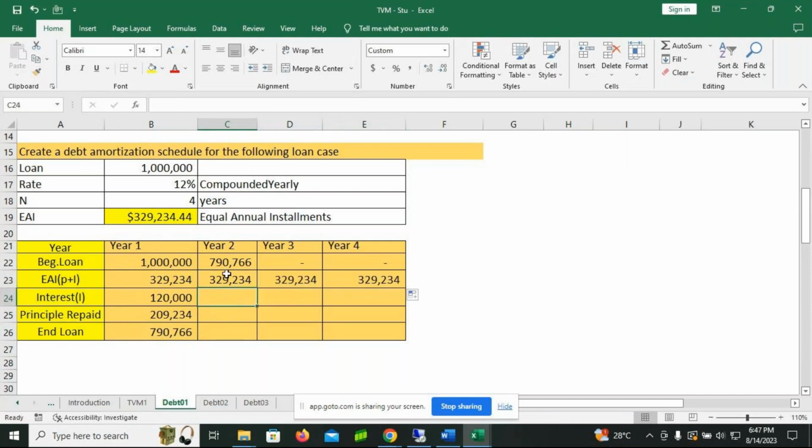So interest will be on this. I'm going to pay 12%. Oh, sorry. Equals this amount into 12%. And drag it. EMI minus interest. I'm going to drag it. So here equals minus principal repaid. So are you getting this value?